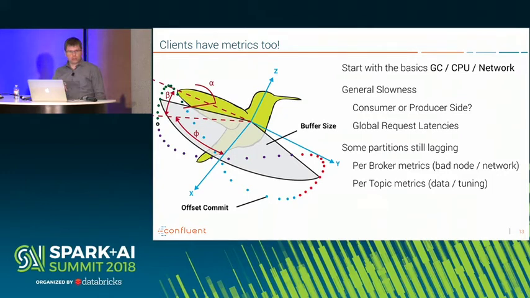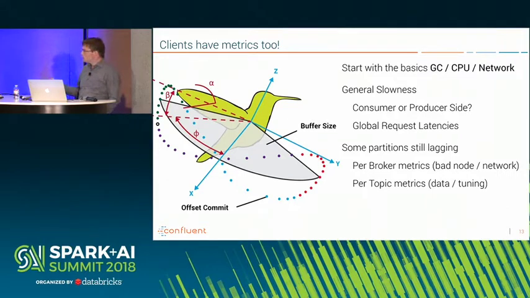The first thing you want to look at on the client side to rule out any problems in your application is basic GC, CPU, and network usage. Once you've ruled out the basics, that's when you want to look deeper into the actual metrics of the Kafka clients.